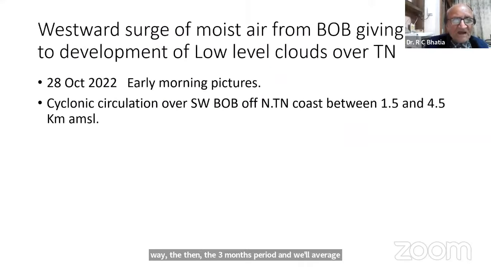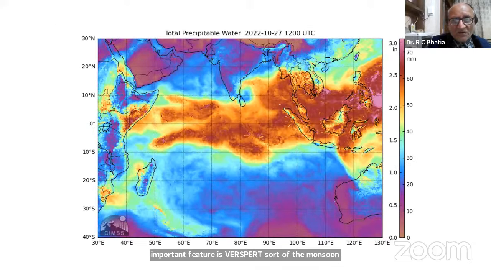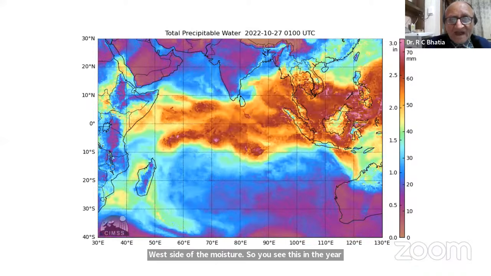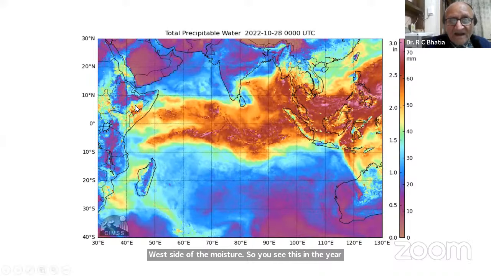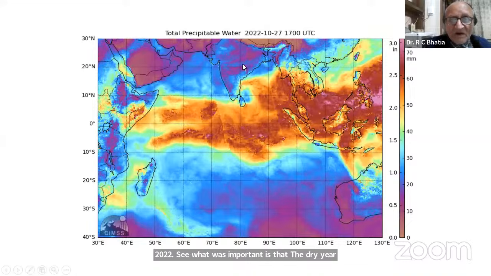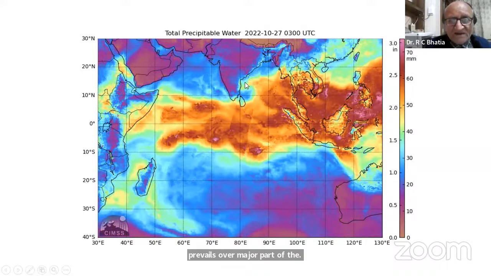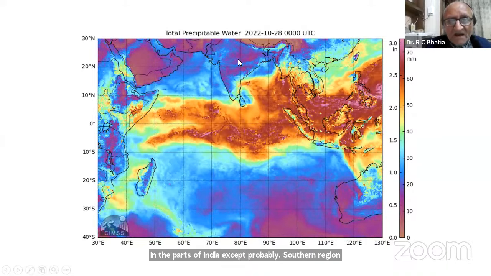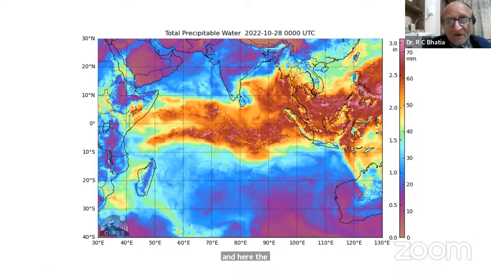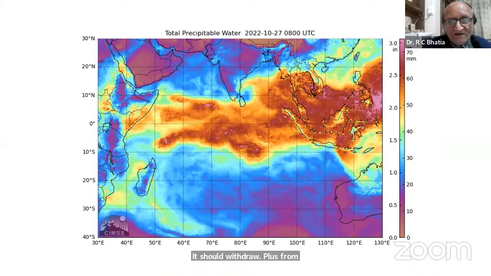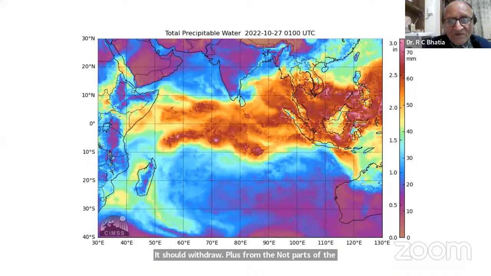Now, specific cases. I was mentioning that the important feature is the westward surge of the moisture. So you see this in the year 2022. What was important is that dry air prevails over major parts of India, except probably the southern regions. And here, the withdrawal of the monsoon is also important. It should withdraw first from the northern parts of the country, and only then can the northeast monsoon be declared.